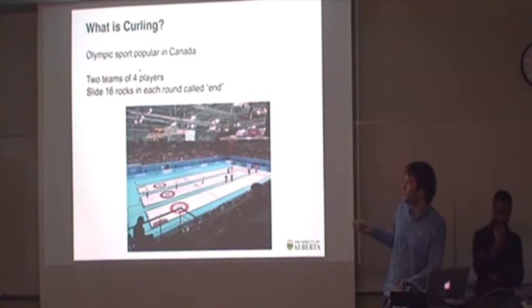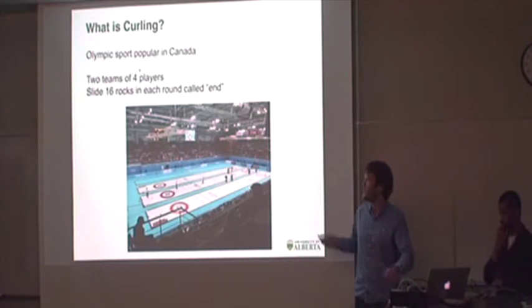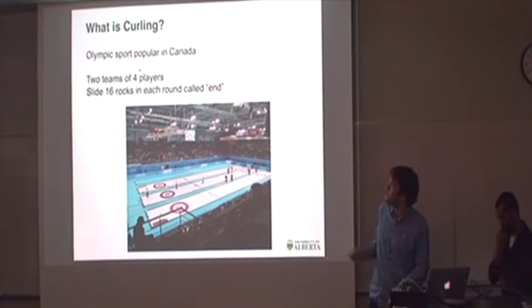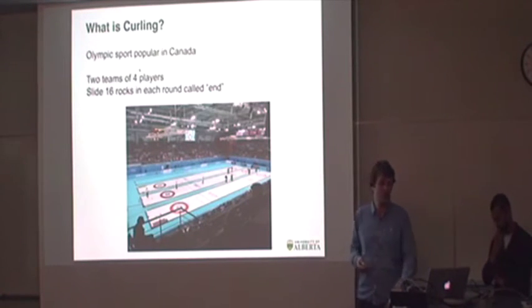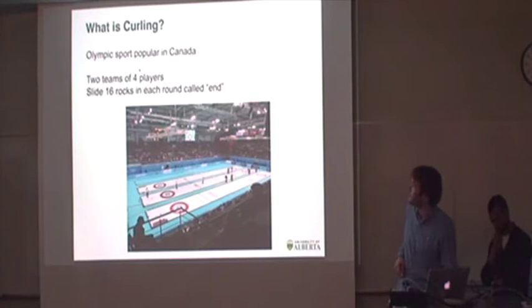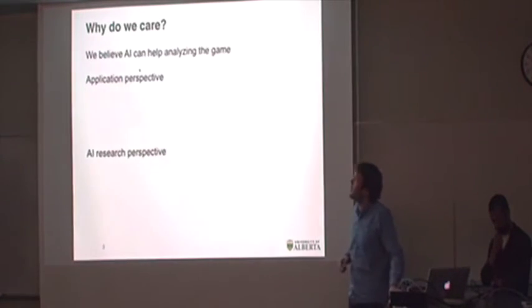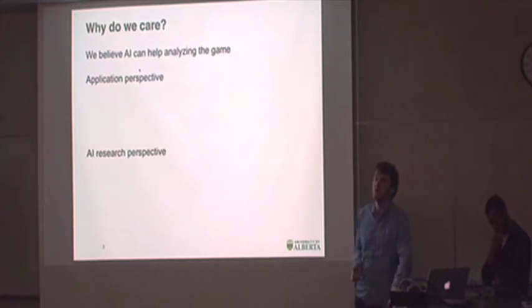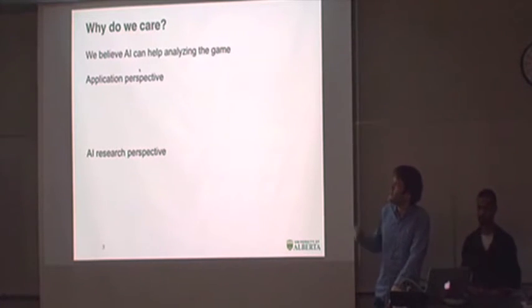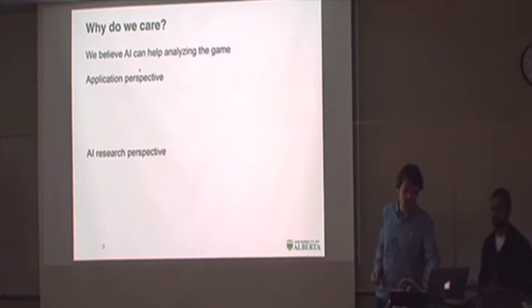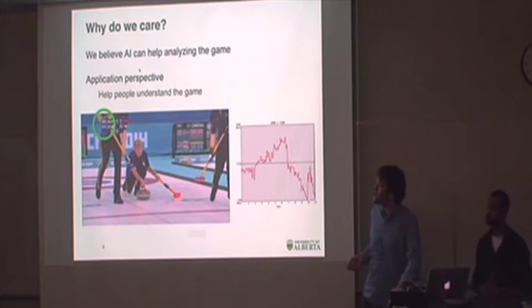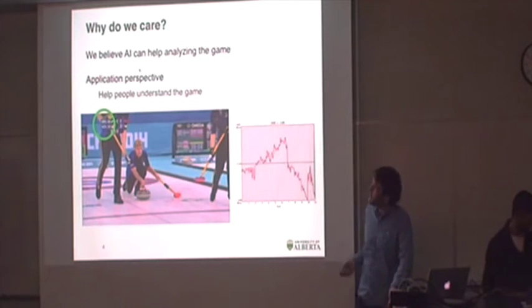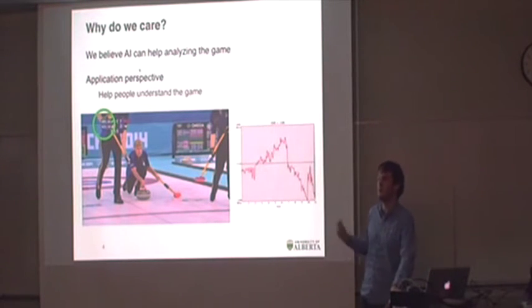In Olympic curling, there are 10 rounds in which they shoot these 16 rocks, and the rounds are called ends, which you will hear used later. So why do we care about curling? Mainly because we believe that AI can help analyze this sport. We look at the problem from two angles: the application perspective and the AI research perspective. In the application perspective, we think that AI can help people understand the sport better.